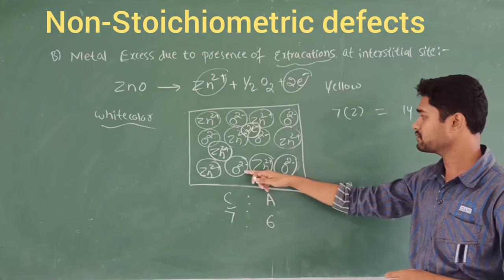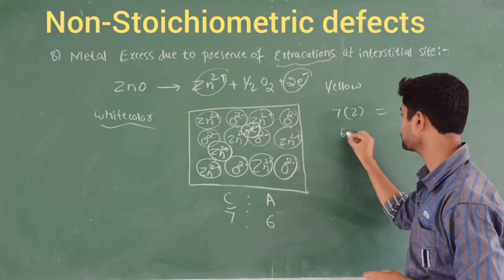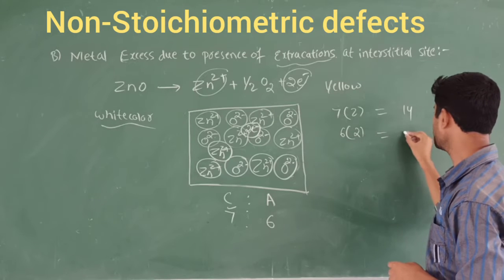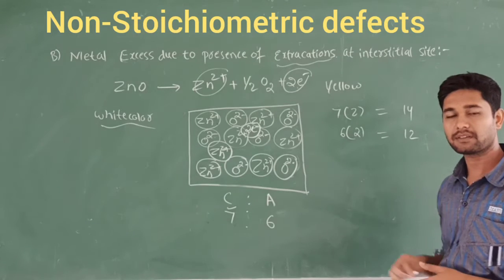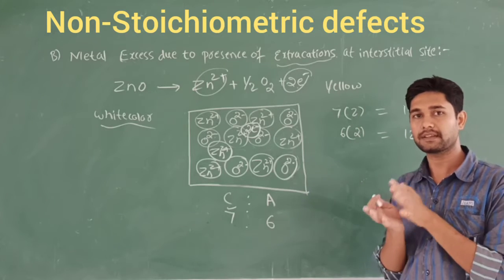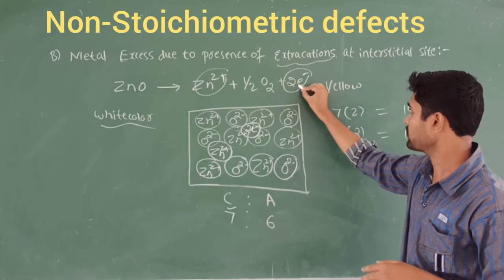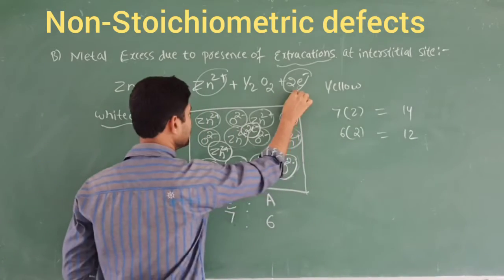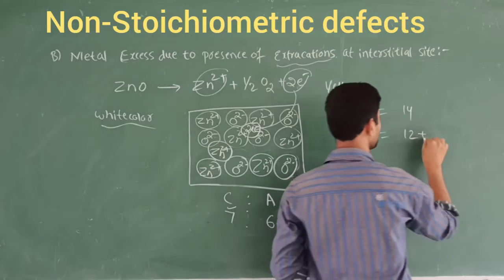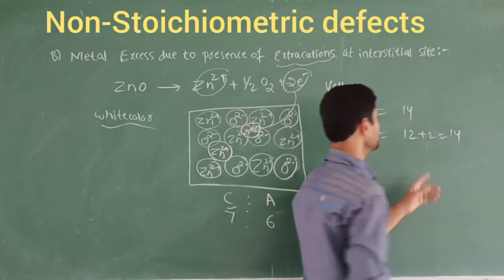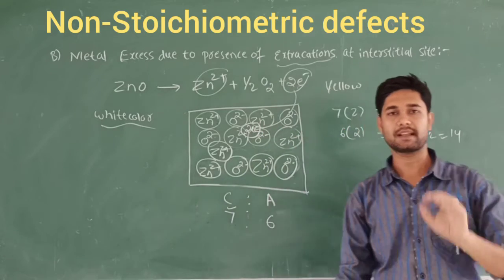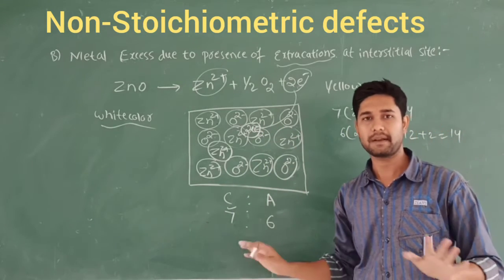What about the negatives? Here 6 O2- will be there, and the charge will be minus 2 each, so it becomes 12, right? But they are not in equal ratio. So what happens? In order to get neutrality, 2 extra electrons will come and take place here. Now it becomes 14, right? The 14 containing the positive charge and 14 containing the negative charge. Then the electrical neutrality is maintained here.